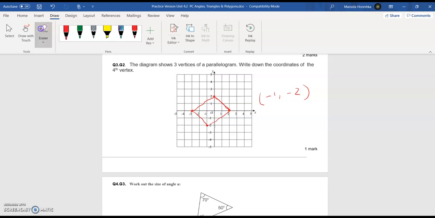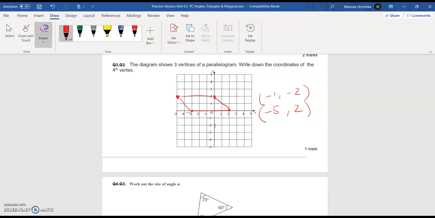So if I take off these, I can now imagine there to be a line between these 2 dots and these 2. So basically there is 1 missing on the left. And what we do, we go 1, 2, 1, 2, so 2 spaces to the left and 2 up. There we go. So we have that dot there to make a parallelogram. So that is point minus 2, comma 2.